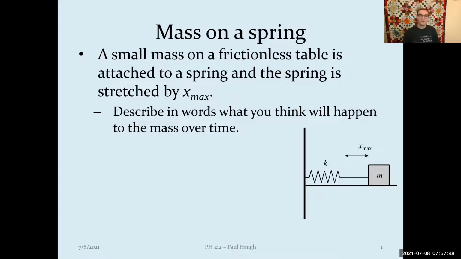Welcome, everybody. So we are going to be starting a new topic this week. We'll be talking about oscillations. So I am going to go ahead and walk us through the basics of how oscillatory motion works.